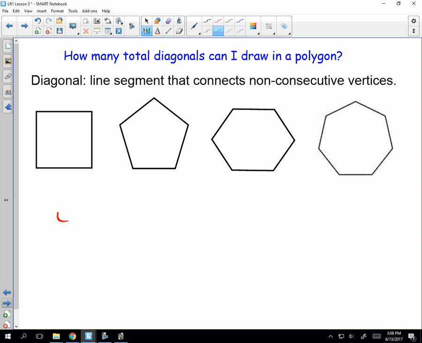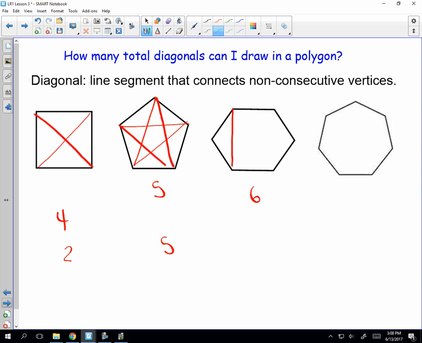Once again, four-sided shape, but we're always trying to find total diagonals here. So in this case, total diagonals are 2. In this case, I've got 1, 2, 3, 4. We can't go here to here, but we can go here to here. So a 5-sided shape has 5 total diagonals when we're connecting all of the different vertices that we can.